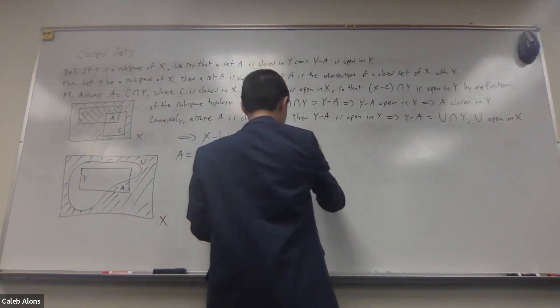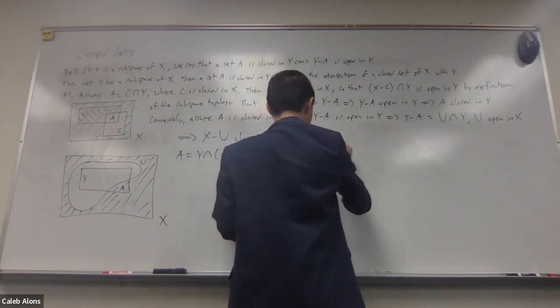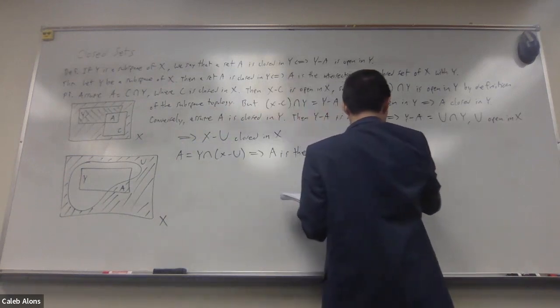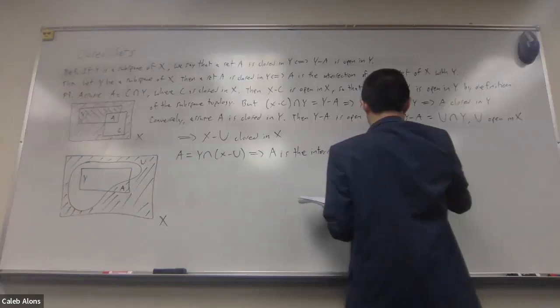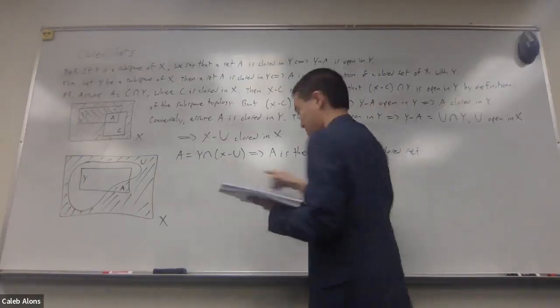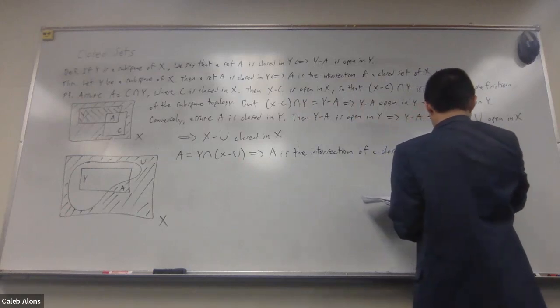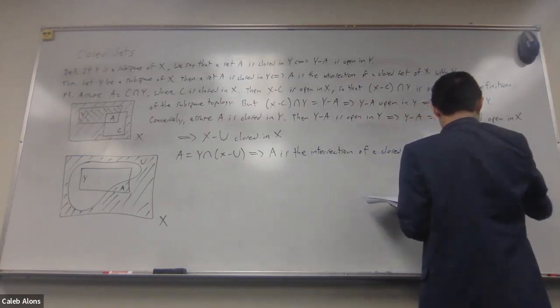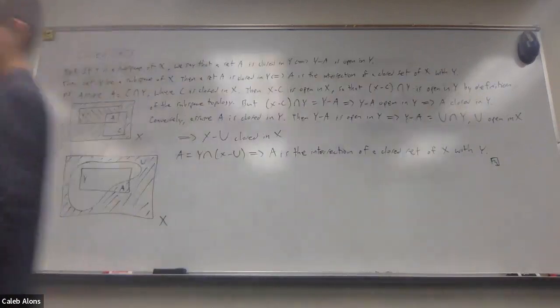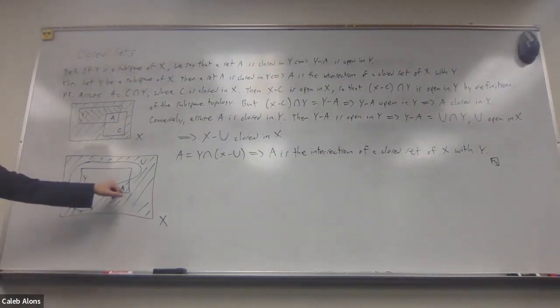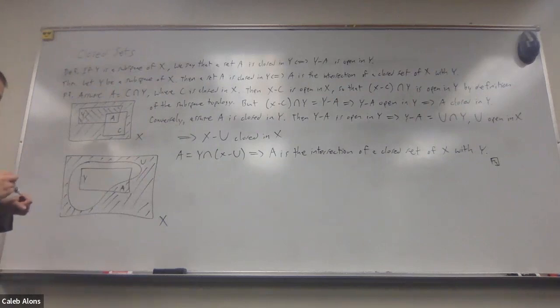And so then we can see that A is just the intersection of a closed set of X with Y, which is why we originally chose U to be open. Yeah, right. So this one's a little bit trickier than this one, but putting the A there with choosing an open set. Yeah. Okay.